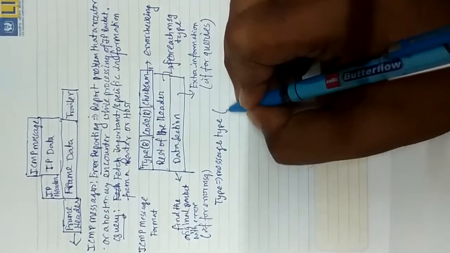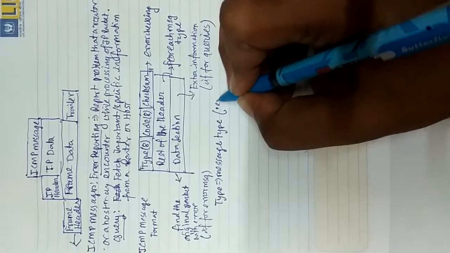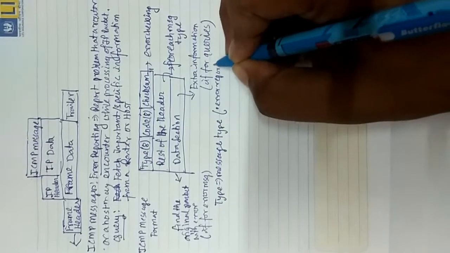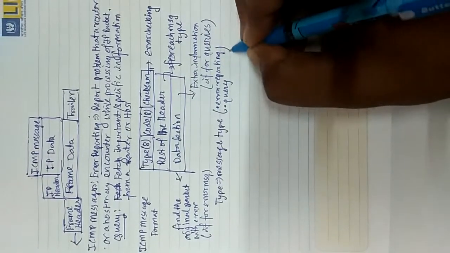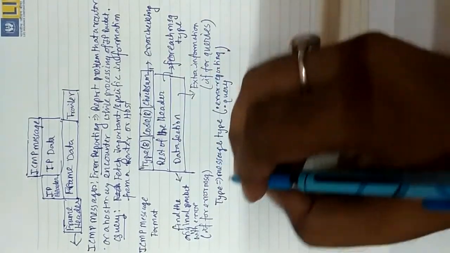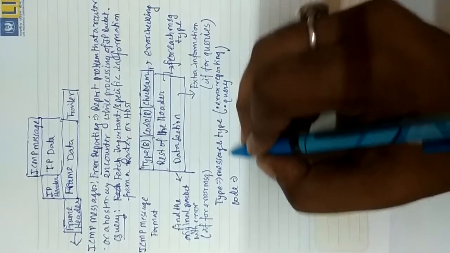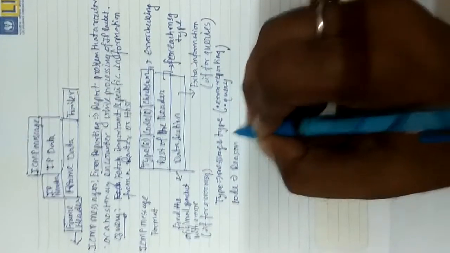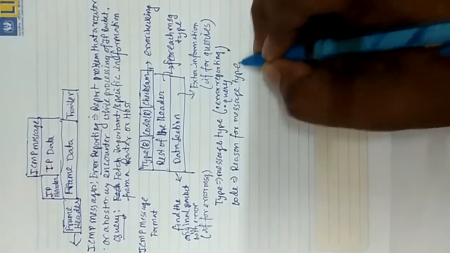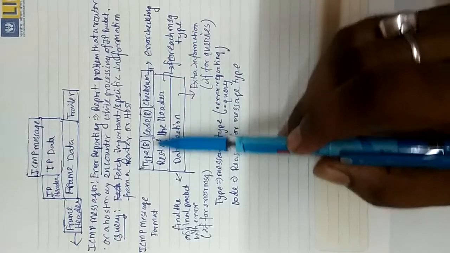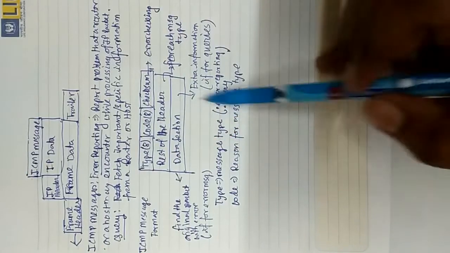So what kind of message type? Either it is error reporting or query. And finally is code. Code is nothing but the reason for message type. So this is the format, and I have discussed all the internal things of the format with this diagram.